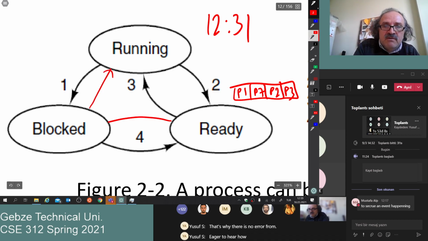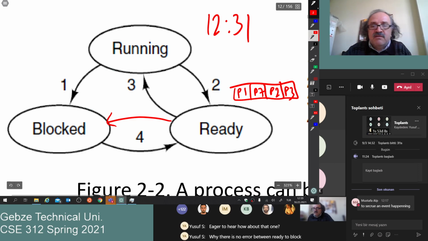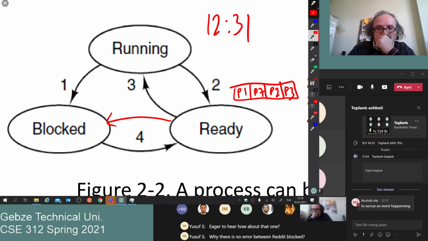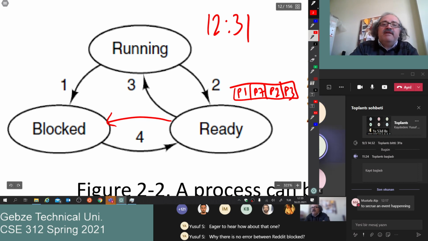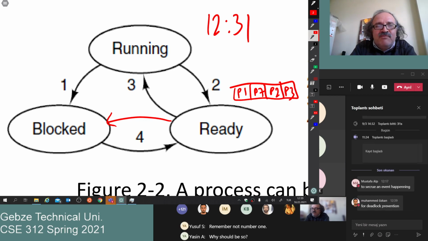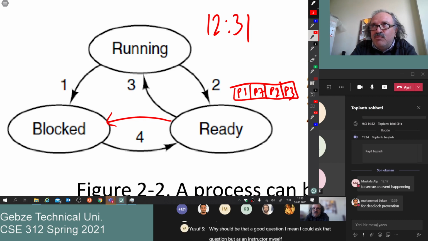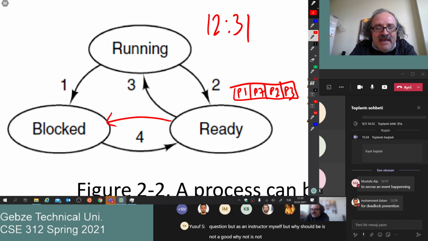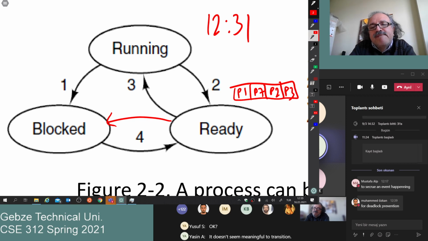How about that one? Why is there no arrow between ready to blocked? Remember number 1. Why should it be so? "Why should it be" is not a good question. I could ask that question as an instructor myself, but "why not" is not a good answer for a student. It doesn't seem meaningful to transition from ready to blocked. In that case, I can ask why I became ready.